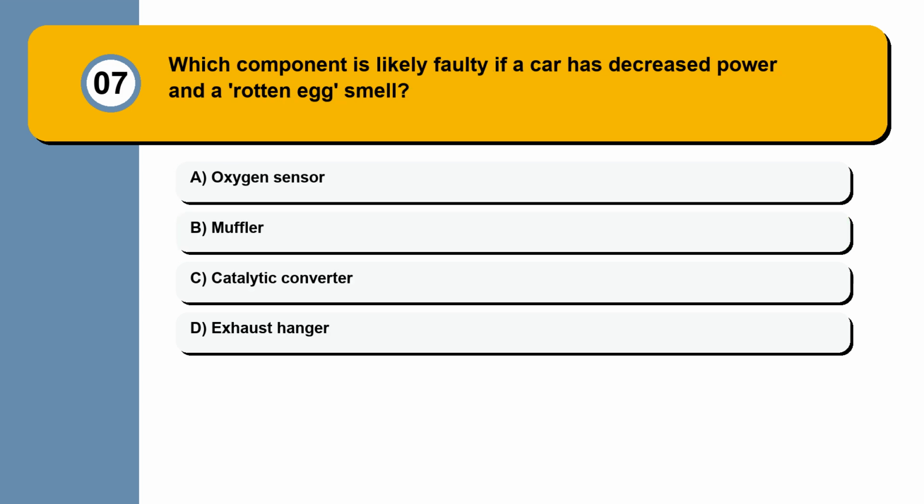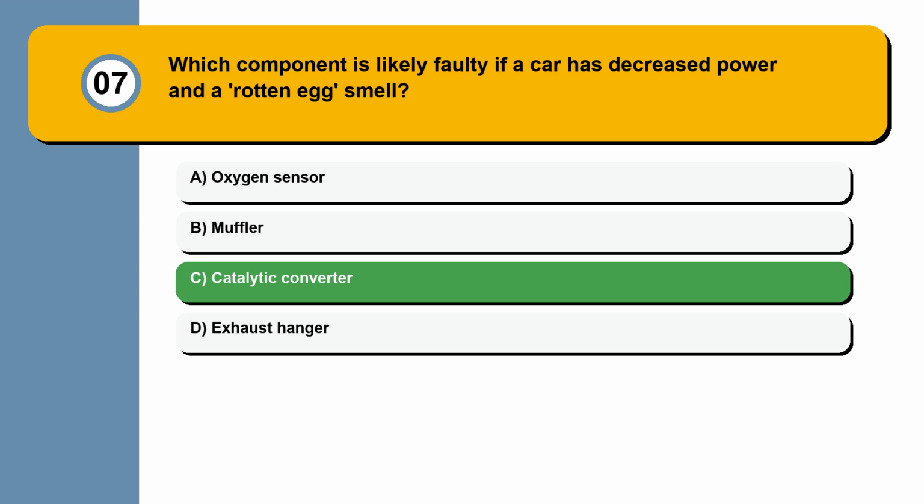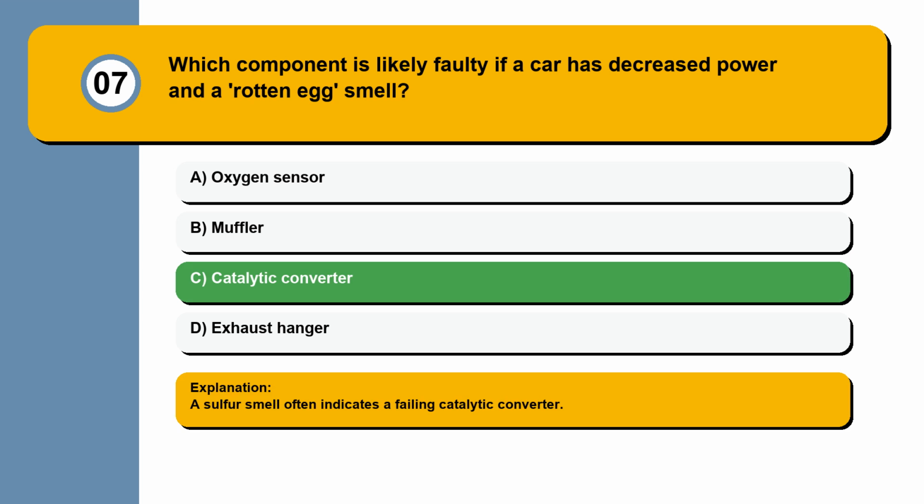Question 7. Which component is likely faulty if a car has decreased power and a rotten egg smell? Oxygen sensor, muffler, catalytic converter, exhaust hanger. A sulfur smell often indicates a failing catalytic converter.